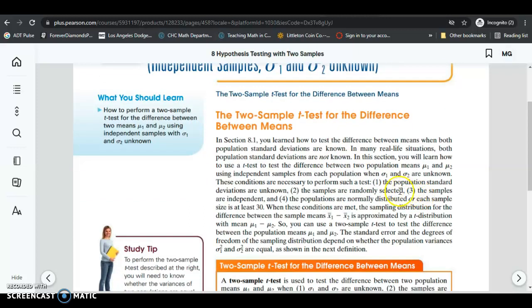There are 4 of them. The conditions necessary to perform the hypothesis tests in this section are: 1, the population standard deviations are unknown. 2, the samples are randomly selected. 3, the samples are independent. And 4, the populations are normally distributed, or the sample sizes are both at least 30. If any of these 4 requirements are not met by the data that we collect, we cannot use the method discussed in this section.